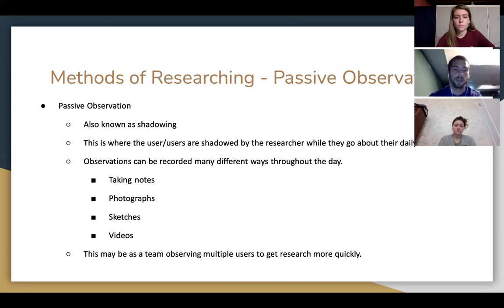Research may also be done as a team. Each member would be observing multiple users. This just benefits by getting research done more quickly.